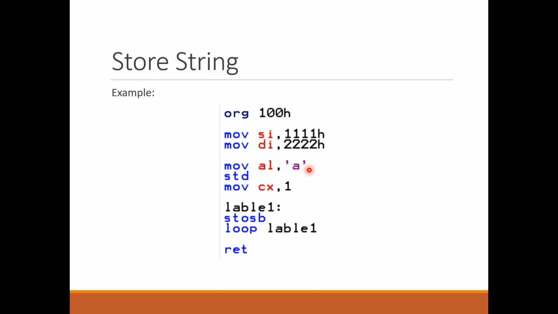So this is the example. We are saying move AL this value, STD in order to set the direction, and then just repeat one time. When you are saying store string in byte, what happens, the value inside this AL register, which is A, is going to be stored inside the destination. So inside that memory location whose offset is specified inside the destination index register, which is 2222, and the segment value is the extra segment.